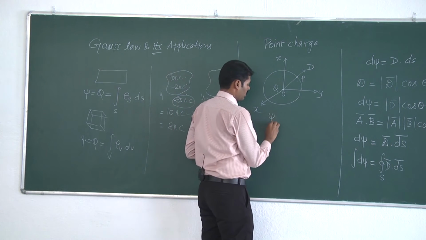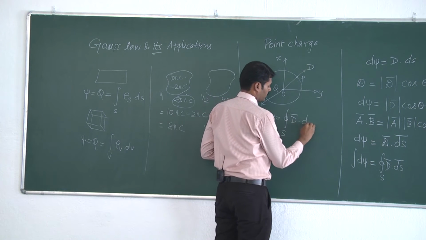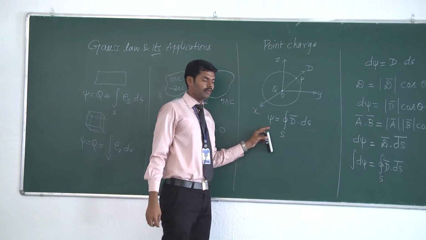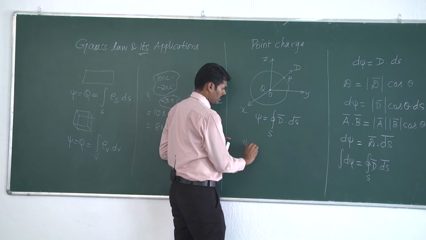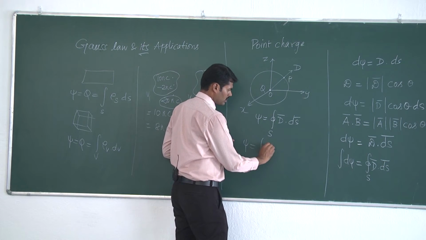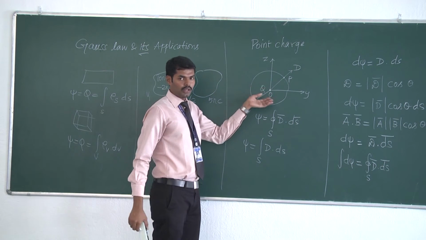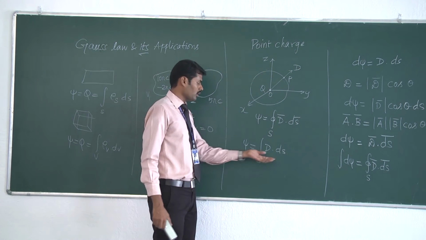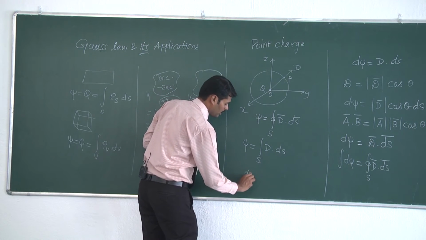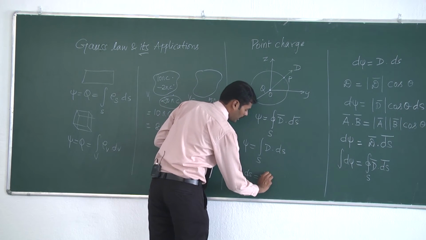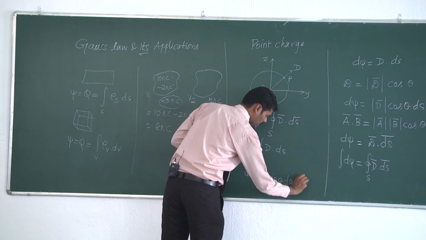So here let us write Gauss law: psi is equal to the closed integral of D dot dS vector. Since D is normal, the integral will change to D dot dS. This is a spherical coordinate system, and we have to consider the spherical coordinate system in order to evaluate our psi. In spherical coordinates, dS will be equal to r square sin theta d theta d phi.